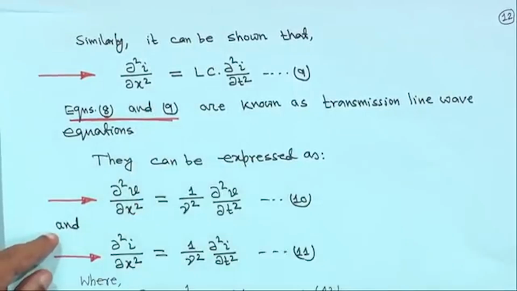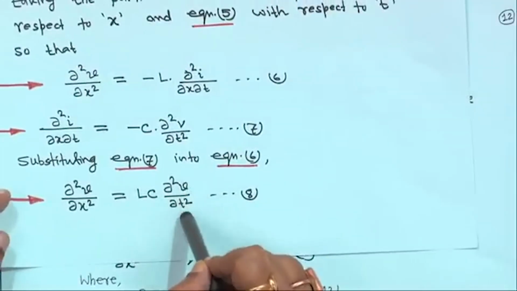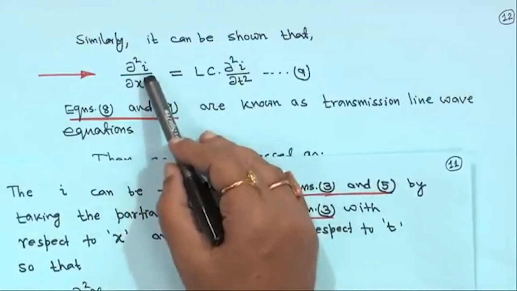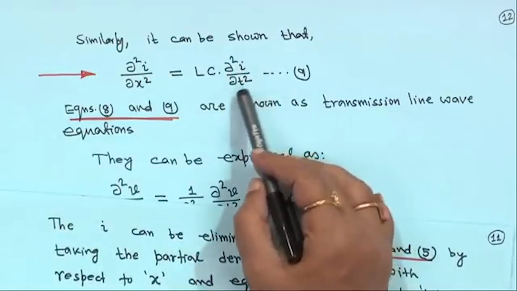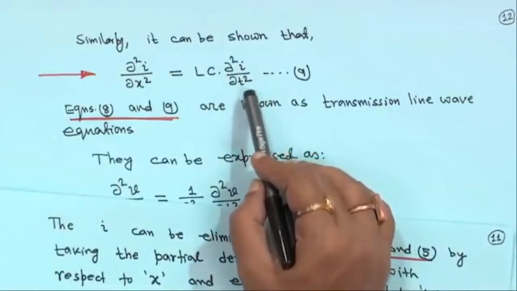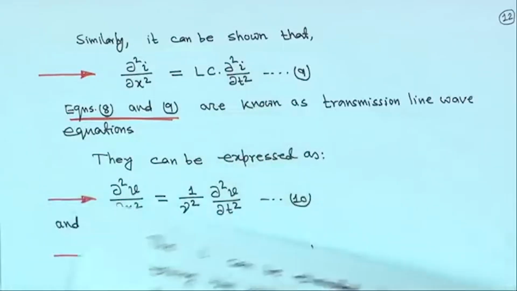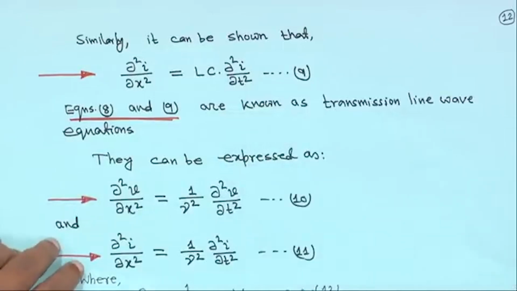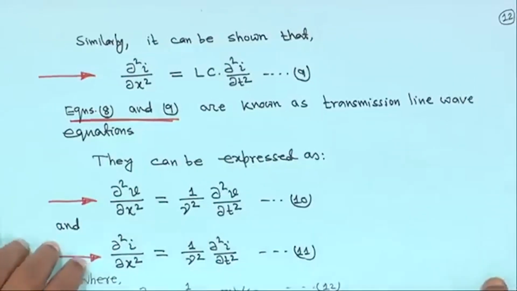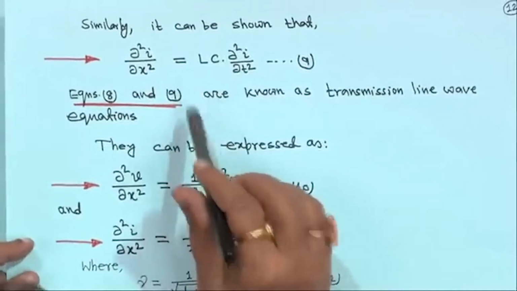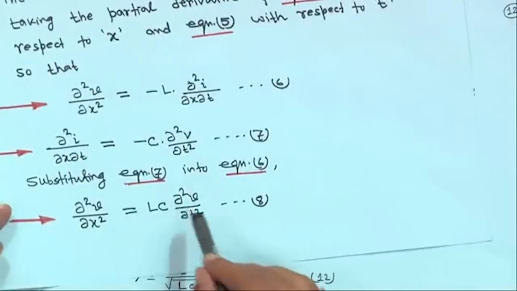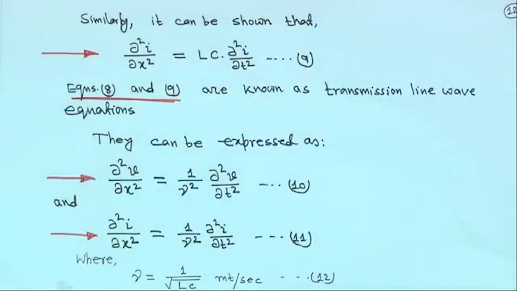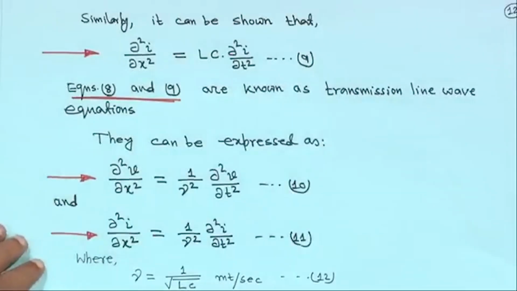So, this one is del square V del x square is equal to L C del square V del t square. Here also del square I del x square is equal to L C del square I del t square. Other two equations are there, in a similar way you take the derivative and put it, right. So, equations 8 and 9 are known as the transmission line wave equations. Equation 8 is for the voltage and equation 9 is for the current, right.